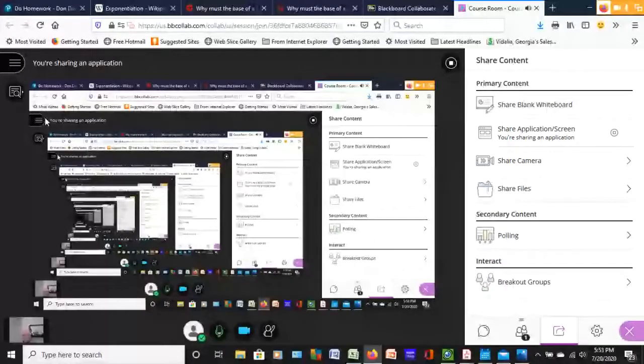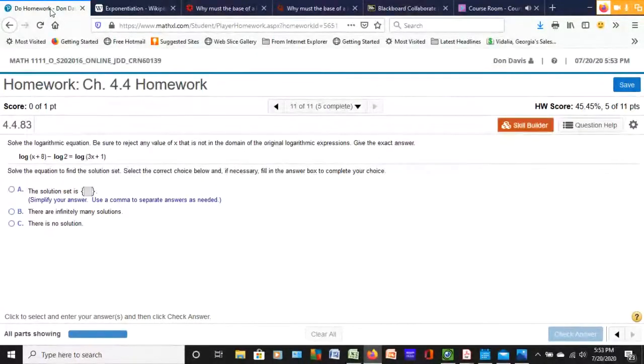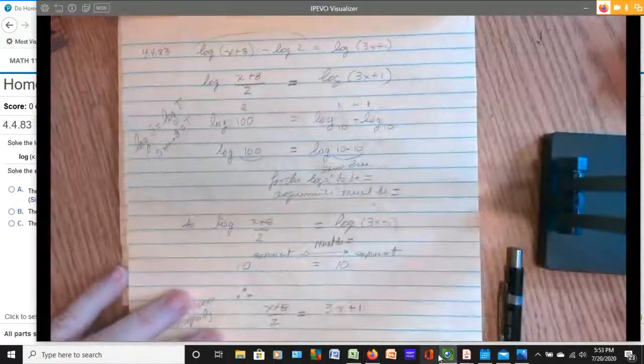Chapter 4, section 4. Notice that it's a logarithmic equation, and they have some instructions about ignoring any value of x that's not in the domain of the original expressions. So let's get a solution set, and then once we think we have the solution set, we'll see if we have any values that give us any domain issues. I've written this out on the pad, so let's look at this together for a second.